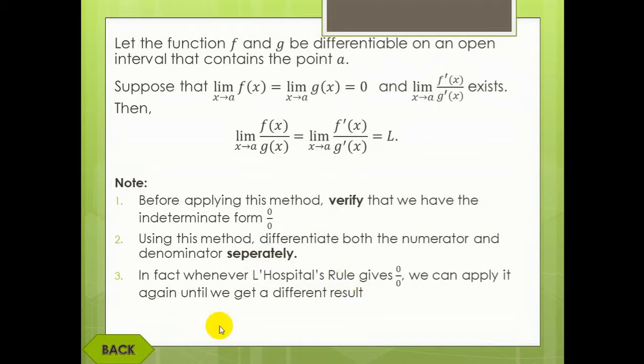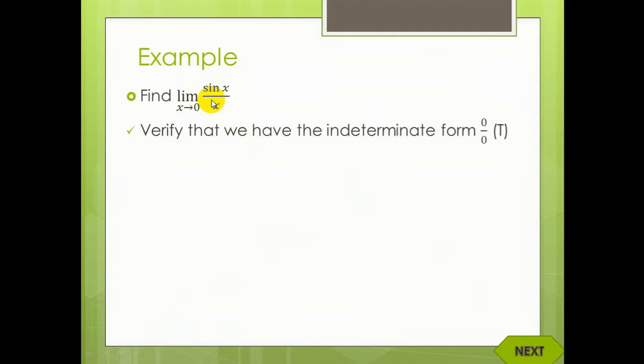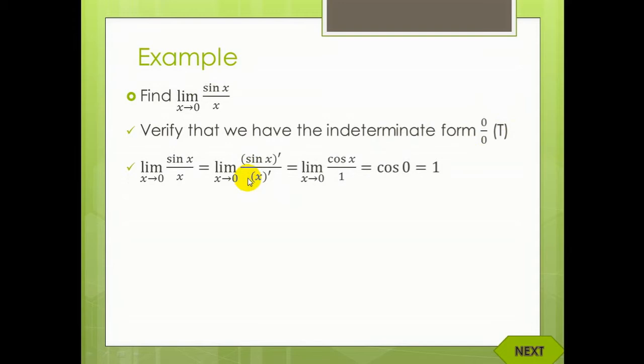Okay, let's talk about an example. Find the limit as x approaches 0 of sin x over x. So you need to verify that this is an indeterminate form. Sin 0 over 0 is 0 over 0. So this is true, and we can continue using this method, L'Hospital's rule. The derivative of sin x is cos x. The derivative of x is 1. So you just need to substitute x approaching 0 into this function: cos 0 equals 1. Okay, everyone? I think you understand.